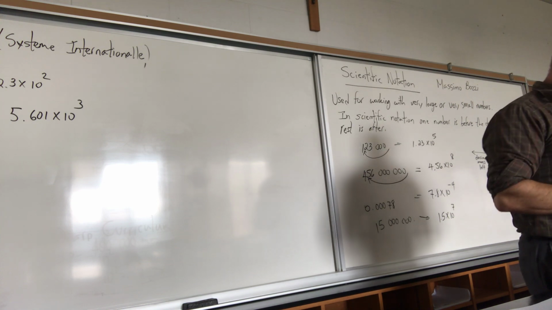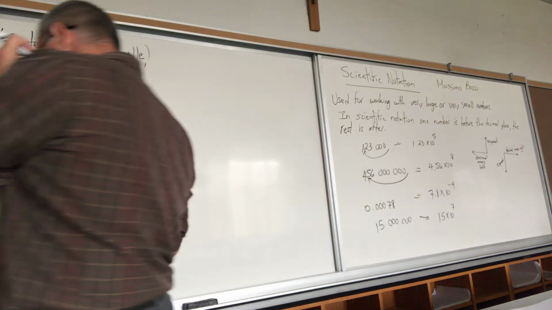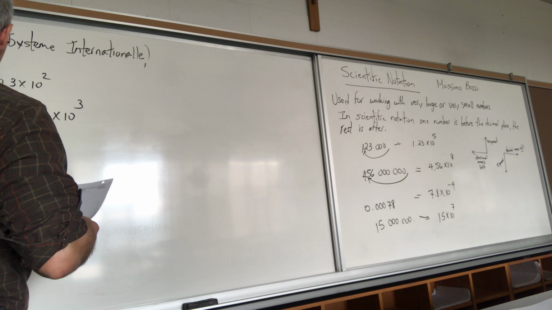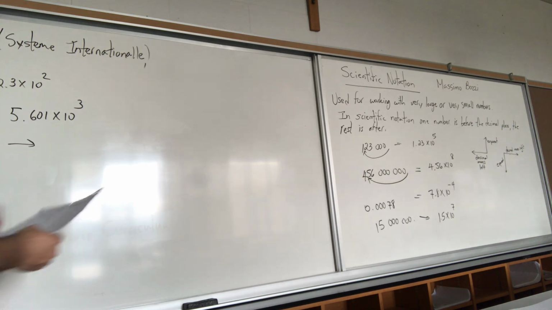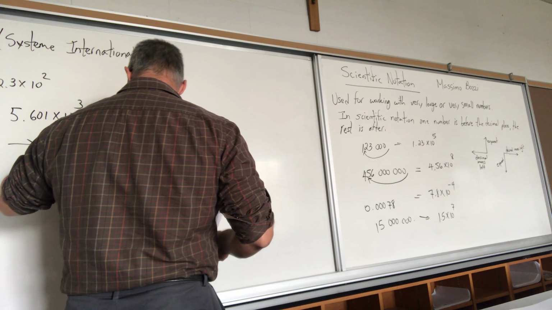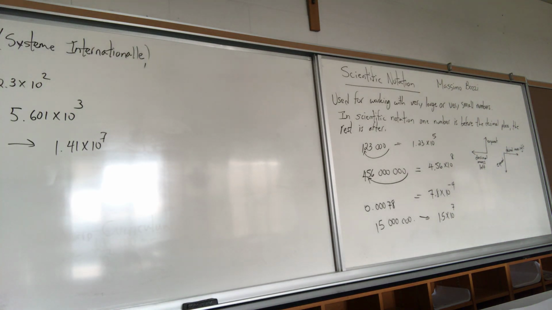Okay, let's do this. C. So you have 14,100,000. Decimal is here, and you want to put it between the 1 and the 4. That constitutes 3, 6, 7 jumps. So 1.41 times 10 to the power of 7. Who got that right? Good.